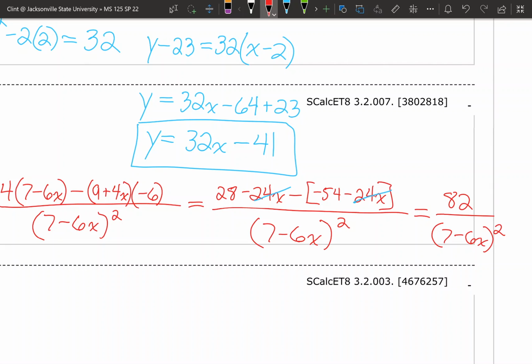No need to multiply the denominator out. So. Questions on any part of that one?